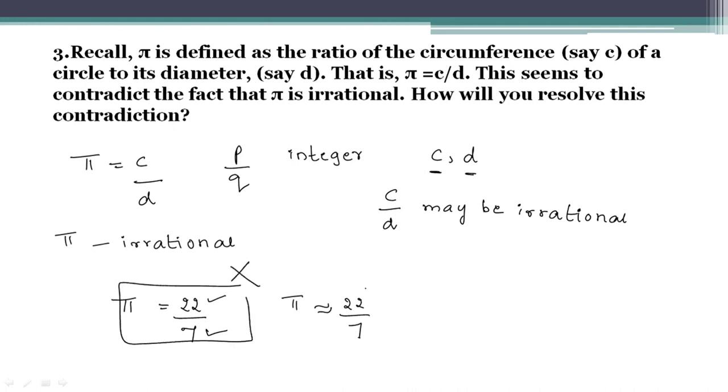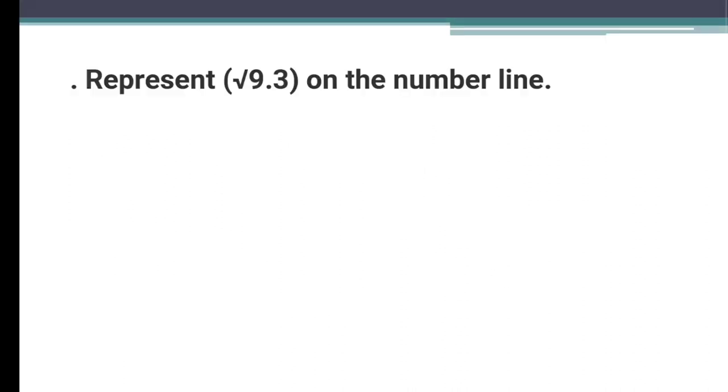The value of pi is approximately equal to 22 by 7. It is not exactly equal. The value is near 22 by 7. So this 22 by 7 is not the exact value of pi. So pi is irrational only. Pi is not rational. It is irrational only.